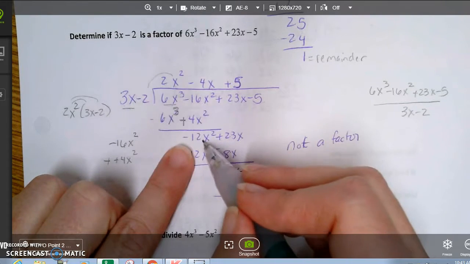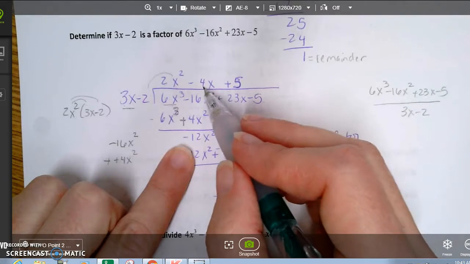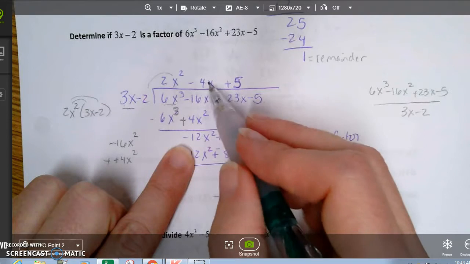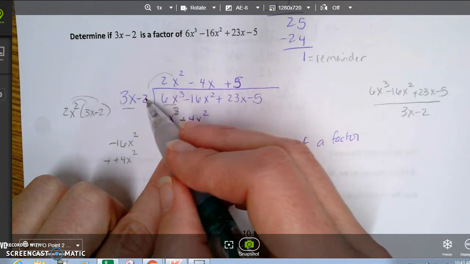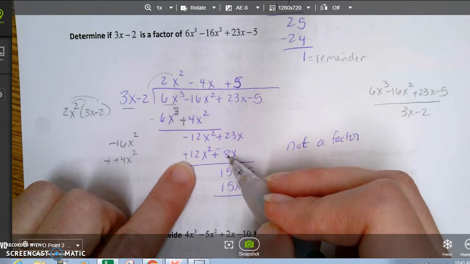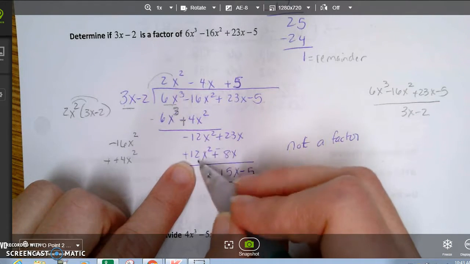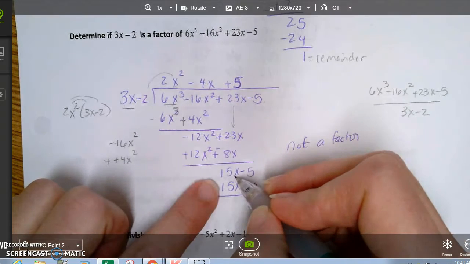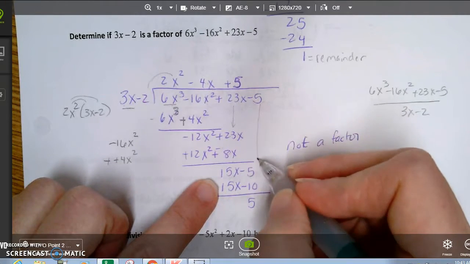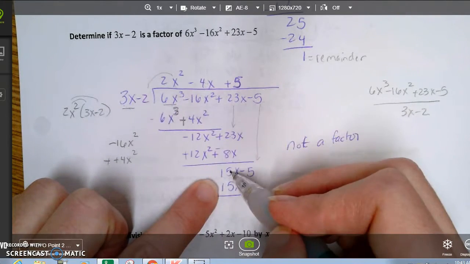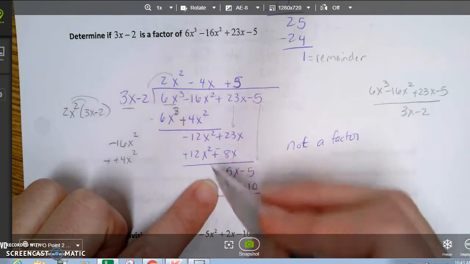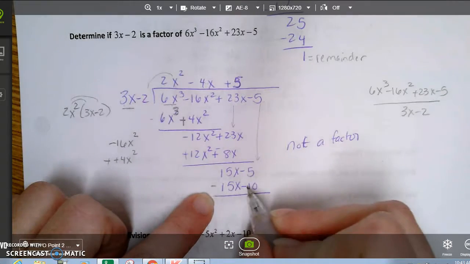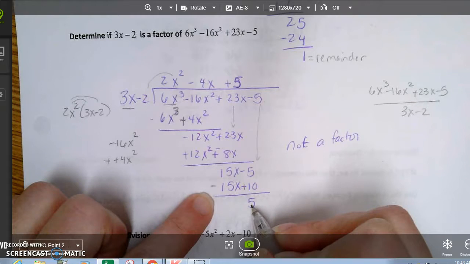How many times does 3x go into 12x? So 3 goes into 12 4 times. X goes into x squared one more time. So that's going to be 12x squared. And then positive 8x. And then I'm subtracting, so this cancels out. And I'm left with 23 minus 8, which is 15. Bring down the negative 5. 3 goes into 15 5 times. 5 times 3 is 15. 5 times 2 is negative 10. And then I'm subtracting, so it becomes 5.